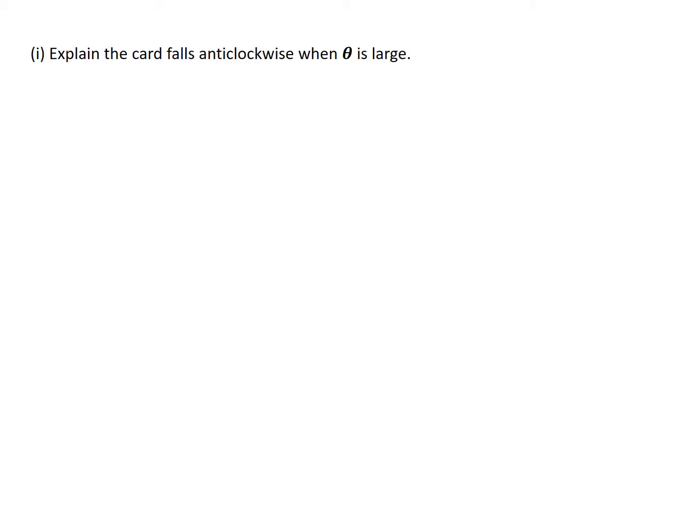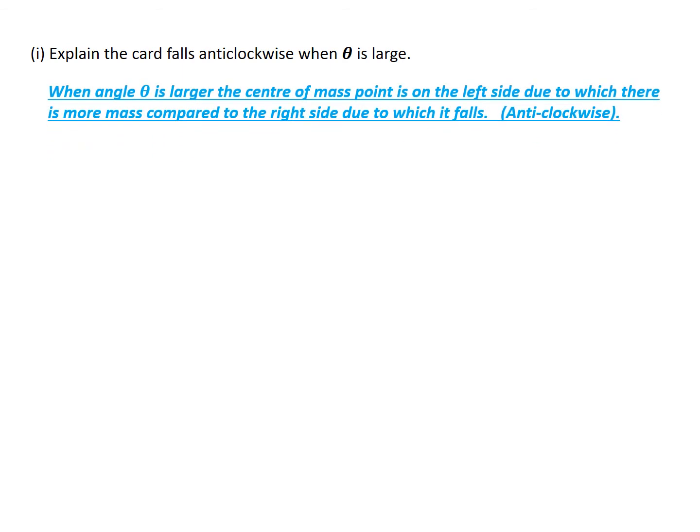Part 1. Explain why the card falls anti-clockwise when the angle is larger. Answer. When the angle is larger, the center of gravity is on the left side, due to which there is more mass compared to the right side, due to which it falls anti-clockwise. Now you have to clearly describe at what position it will fall. Part 2. State one change to the card that makes it more stable. Longer base.